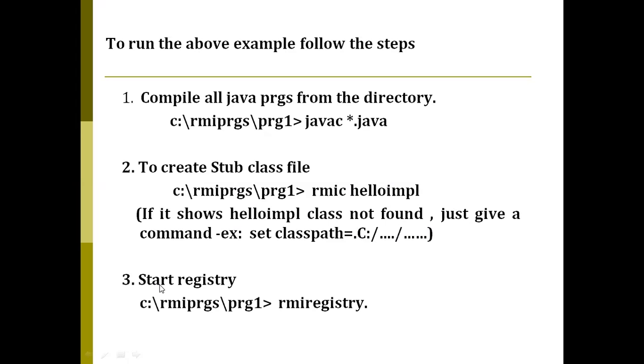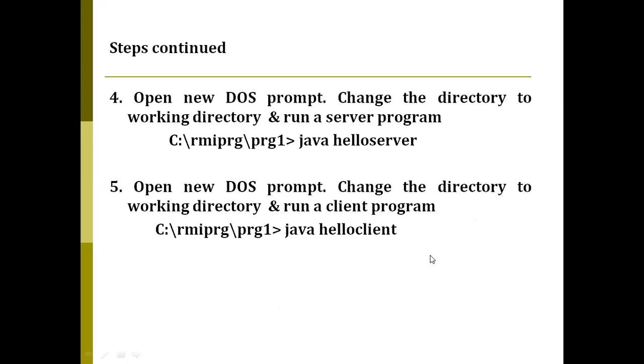On the same prompt, I'm going to start the registry with RMI registry. Then open another DOS prompt, a new DOS prompt. You have to change the directory to the working directory and run hello server program. Just remember that before running this hello server program, you have to start the RMI registry. Otherwise, binding of the objects will not happen, and there will be error. So start RMI registry first, and then start hello server on the new DOS prompt.